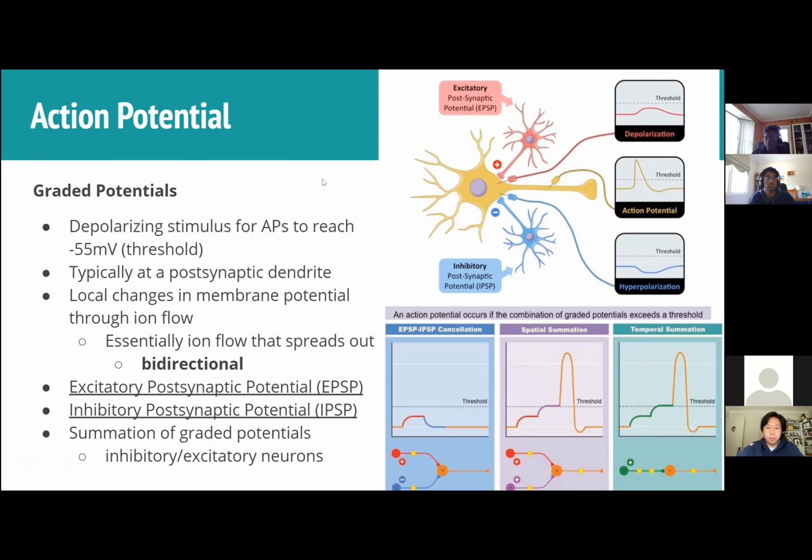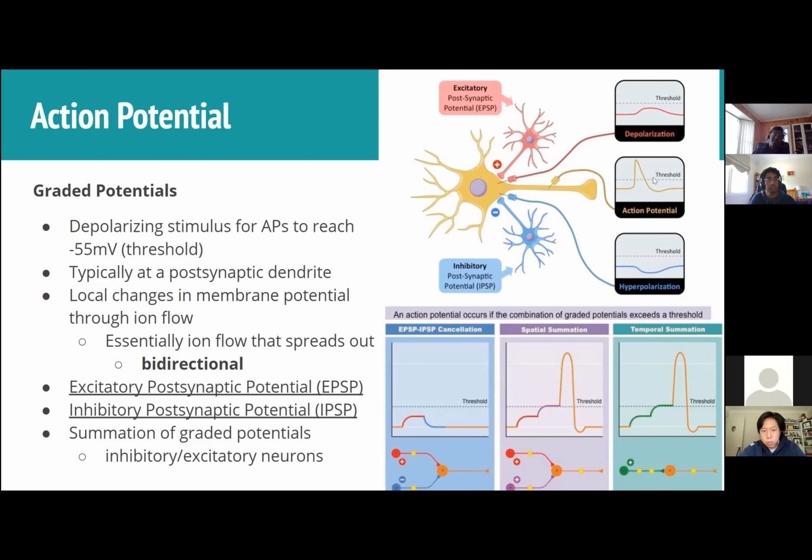What I'm basically trying to say is that graded potentials are local changes in the membrane potential due to ion flow. It's essentially when someone injects a bunch of ions at this part of the dendrite, and the ions dissipate bidirectionally. These ions depolarize it. For example, in the top right picture, if there aren't enough ions, it just depolarizes a little bit and goes back down. But if there are enough ions, it depolarizes a lot and induces an action potential.